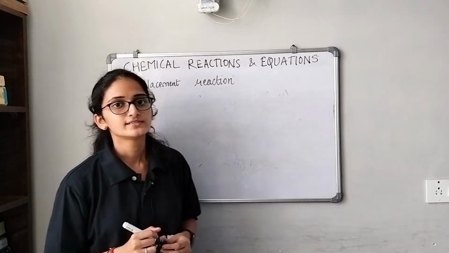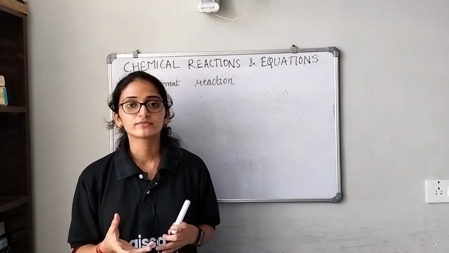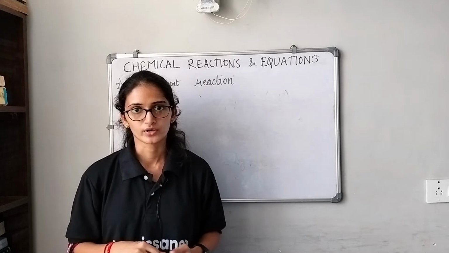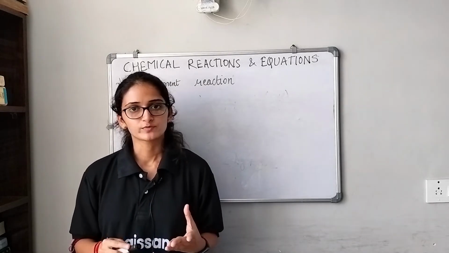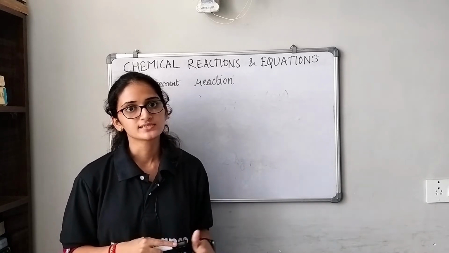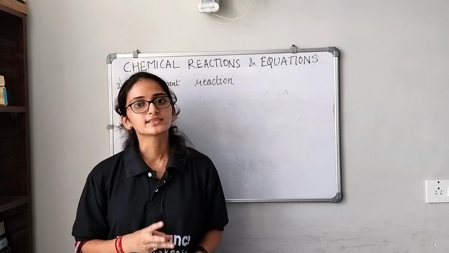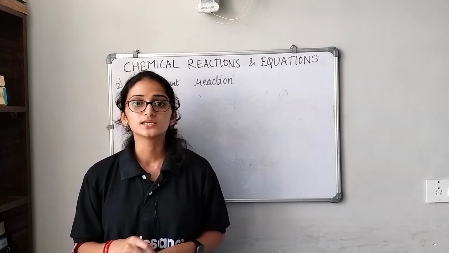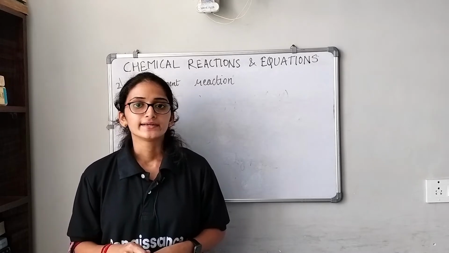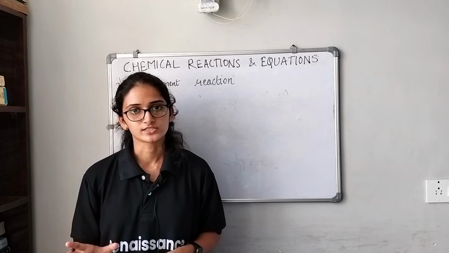Now, the word itself, displacement, tells us more about what will happen in the reaction. Okay, so let us discuss one experiment and try to understand what happens in the displacement reaction. Let us take 3 iron nails and 2 test tubes, and in each test tube put 10 ml of copper sulfate solution.